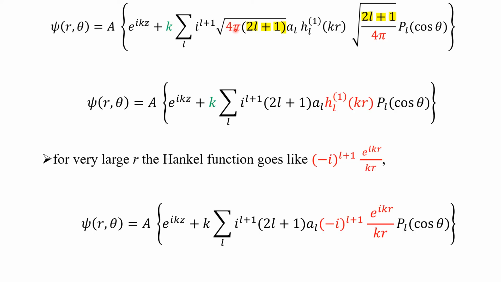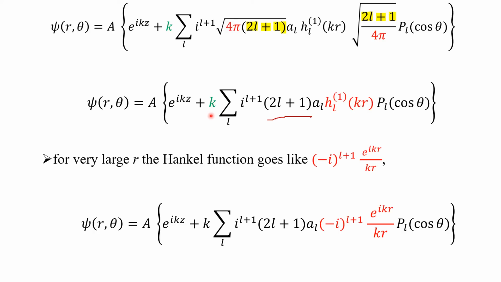Here you have square root of 4π, and in the denominator you have square root of 4π, which will get cancelled. I have shown in the yellow highlight that square root of 2L+1 and square root of 2L+1 will become 2L+1. This i^(L+1) I have taken as it is, and this is h_L^(1), which is a function of kr, and this P_L(cos θ) I have taken as it is.